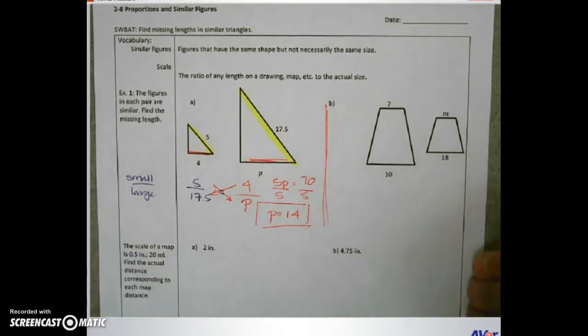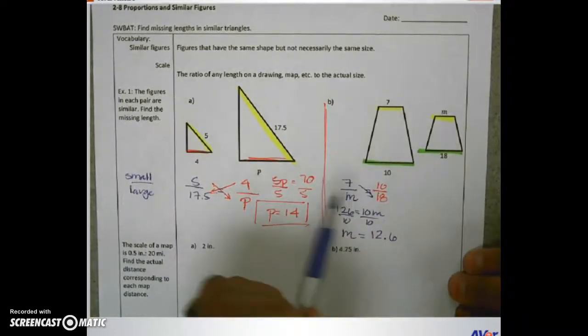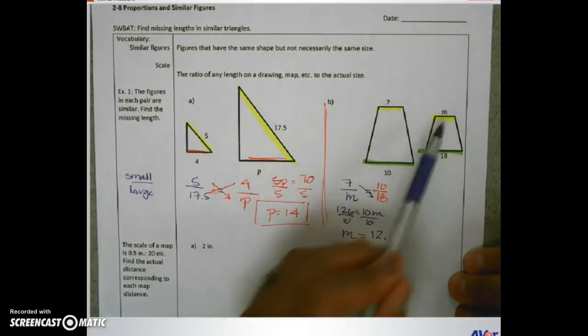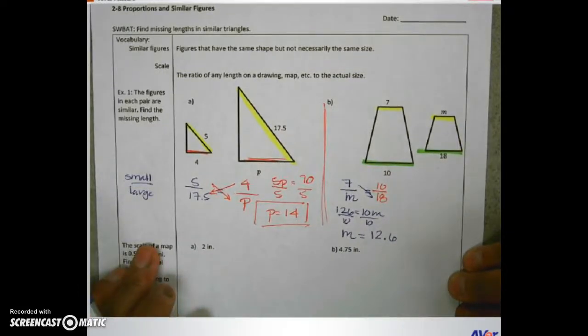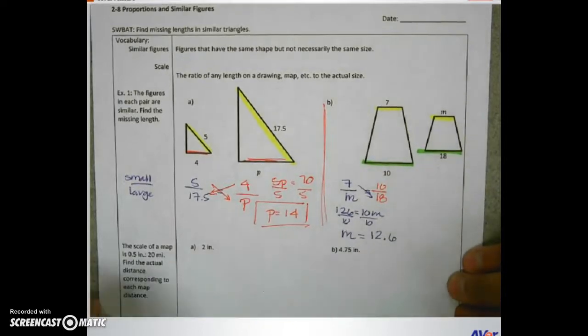Okay, if you want to, do the same thing we just did, but do it for part B on your own. So go ahead and press pause for me. Thank you. Okay, so I did big to small for this one. I did 7 over m equals 10 over 18, because they're in the same exact positions in each figure. Then I cross multiplied, 126 equals 10m, divide both sides by 10, and m equals 12.6.